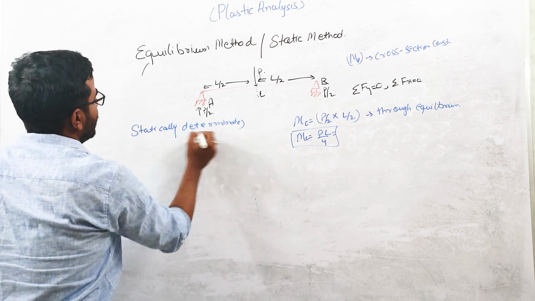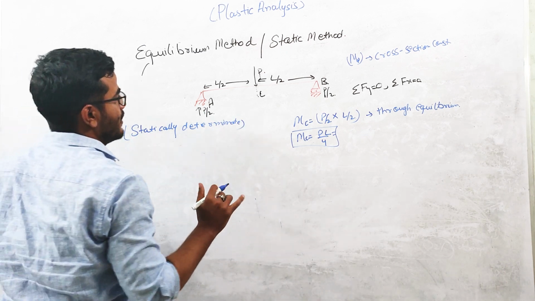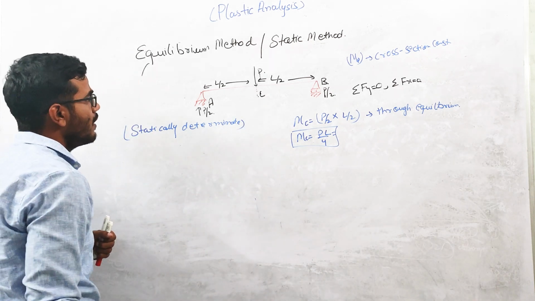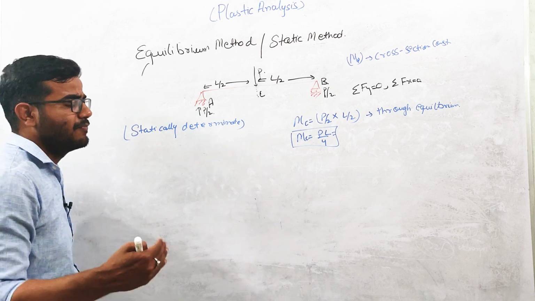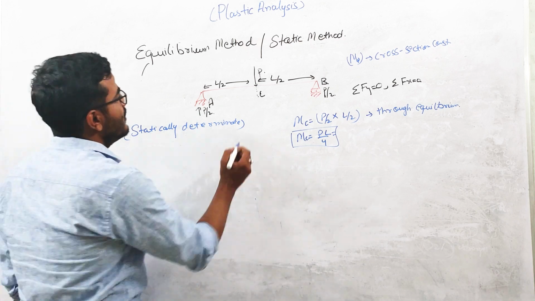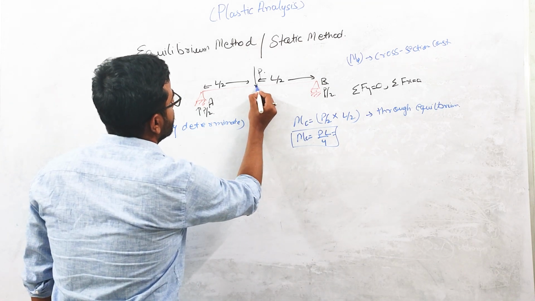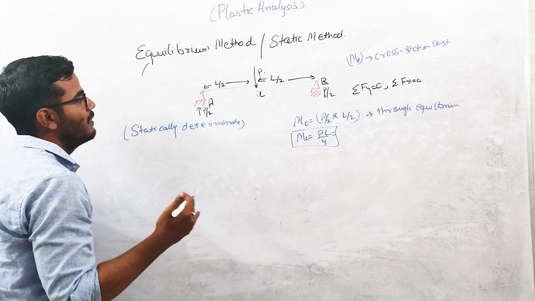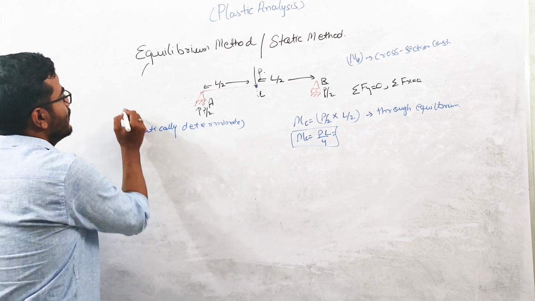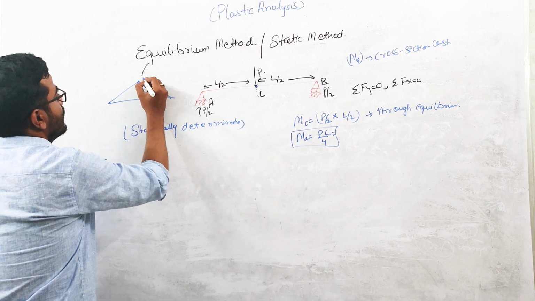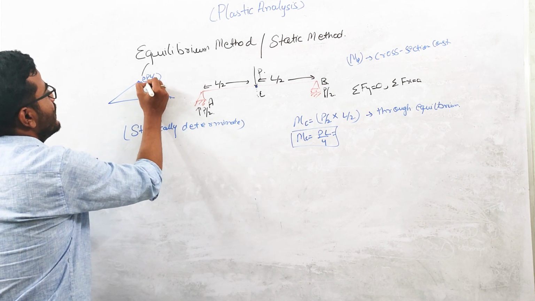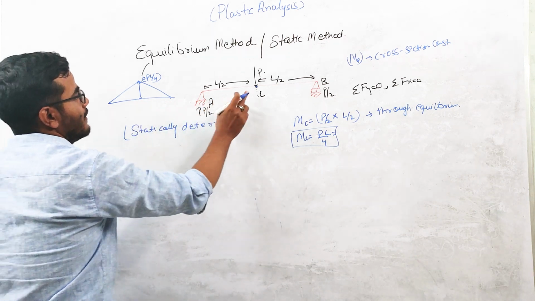For a statically determinate structure, we require only one plastic hinge. Then we need to identify the location where the plastic hinge will form. The plastic hinge will form under this point, because the ordinate of the moment is maximum at this point. If you draw the bending moment diagram, it will look like this, PL by 4. So the moment is maximum at this point C.